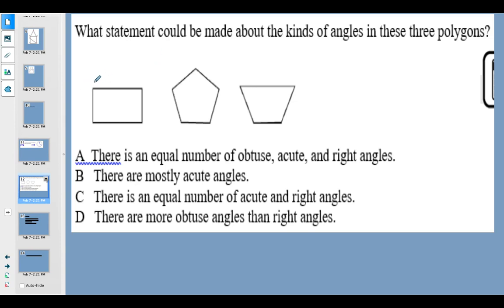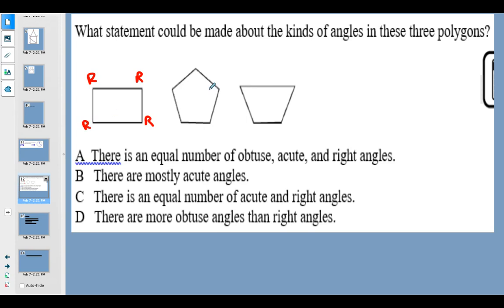So the first thing we want to do is look at our first shape. This is a rectangle. Rectangles have 4 right angles. So I'm going to go ahead and label. Okay, we have a right angle here, a right angle, then another right angle, and a right angle.